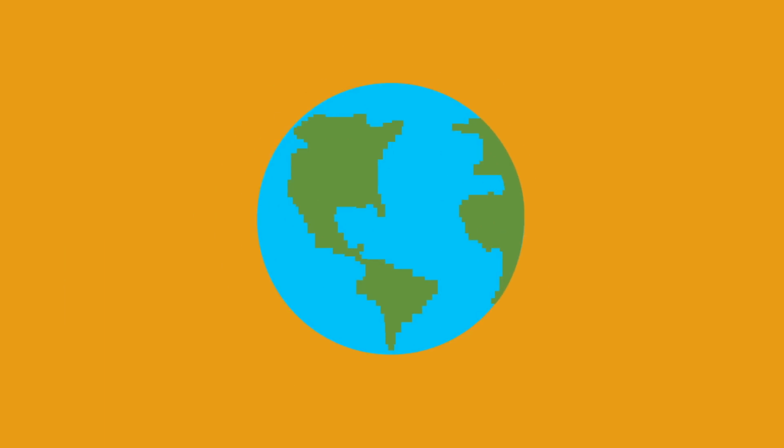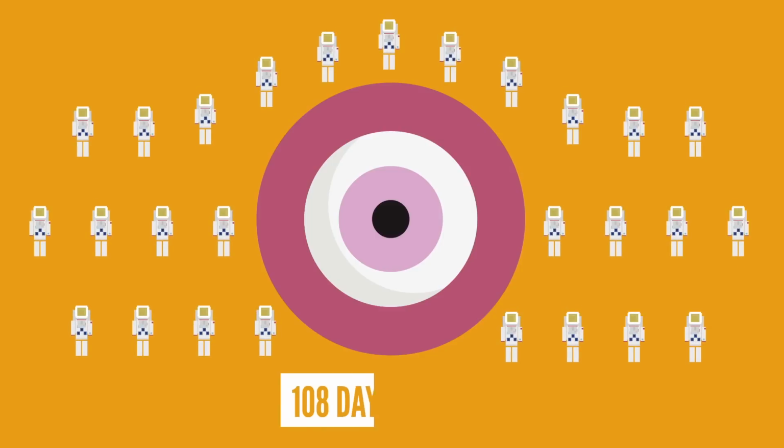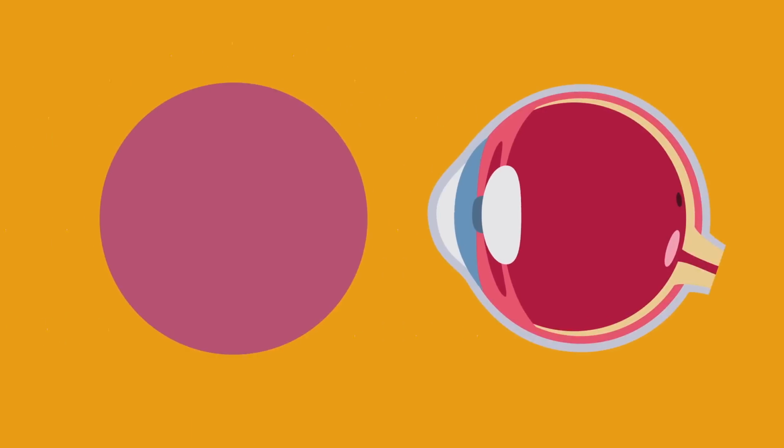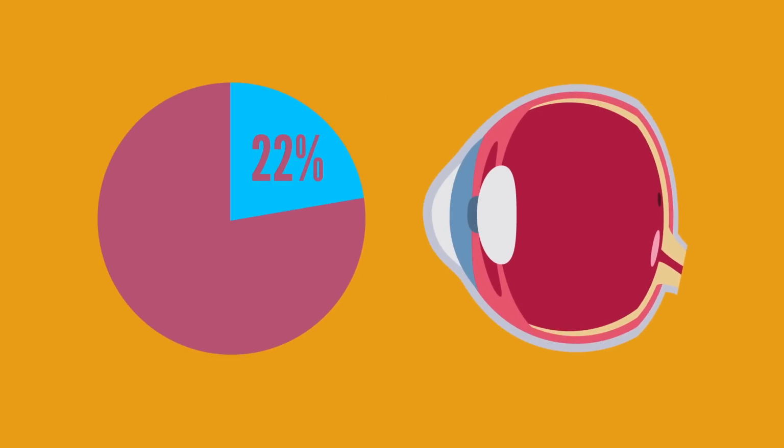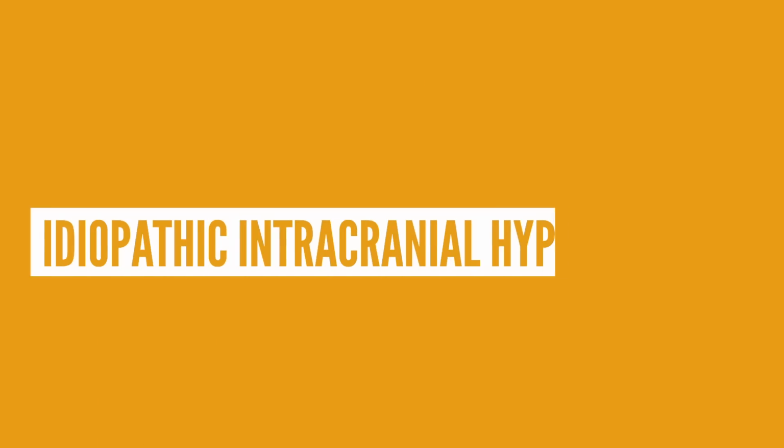Without an Earth-like gravity, astronauts can even have vision problems. Researchers studied 27 astronauts who spent an average of 108 days in space, and found that around 22% of them showed flattening of the back of the eyeball. And a lot of the optical abnormalities are similar to those found in people with idiopathic intracranial hypertension.